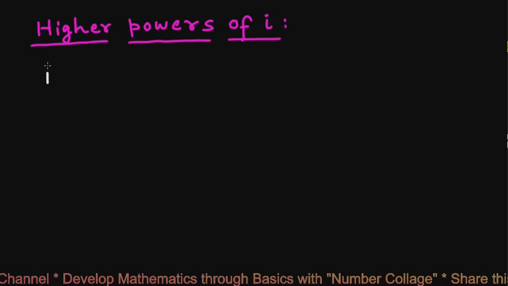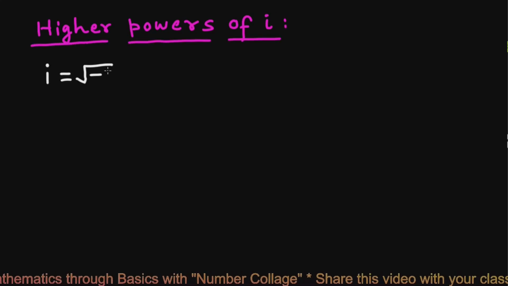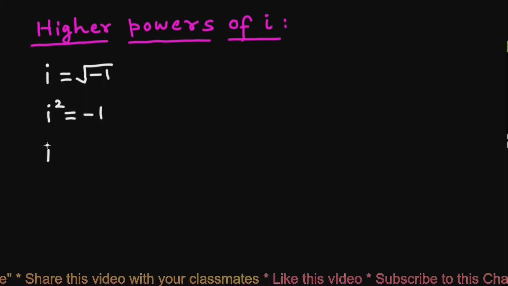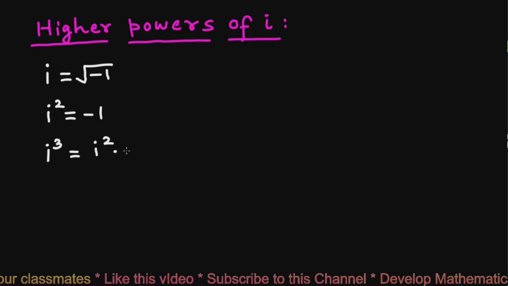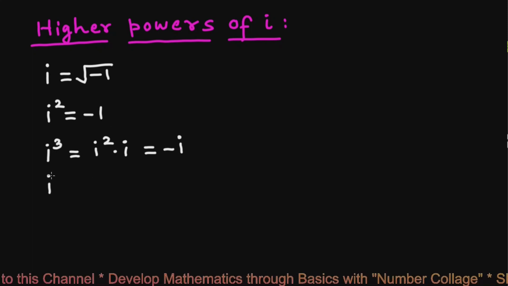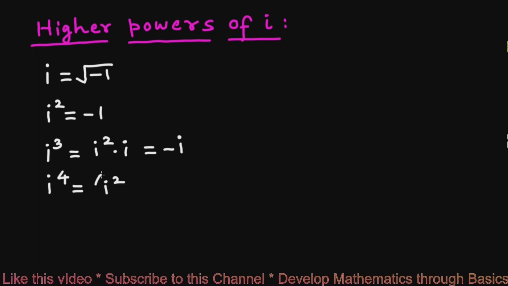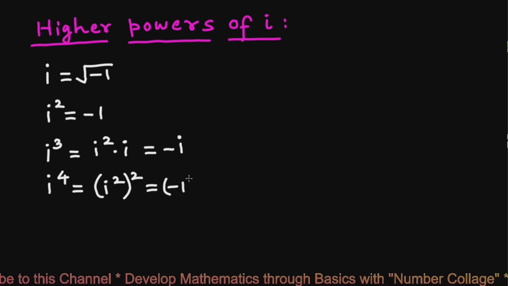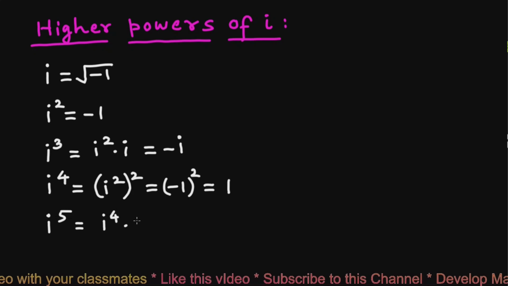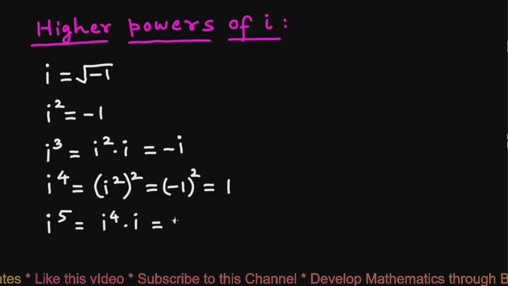We will start our discussion by understanding what happens to higher powers of i. As we know, complex number i is square root of minus 1, so that i square becomes minus 1. i cube will be i square into i, that will be minus 1 into i, minus i. i raised to 4 will be square of i square, that is square of minus 1, 1. i raised to 5 will be i raised to 4 into i, that is 1 into i.